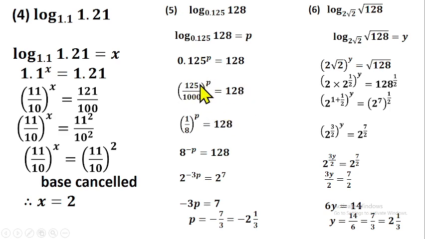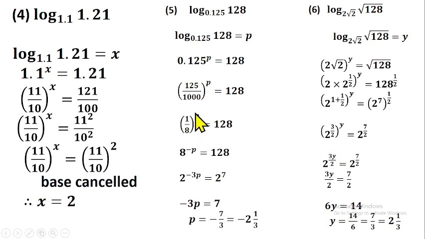Then 125 can go into 125, and 125 can go into 1000. That should give us 1 over 8 raised to power p equals 128. Then this 1 over 8 can be changed to 8 raised to power minus 1, using the idea of indices. So this is the inverse of 8, which can be written as 8 raised to power minus 1.